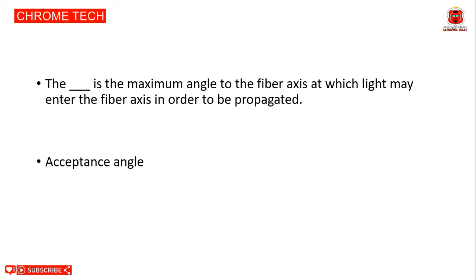The dash is the maximum angle to the fiber axis at which light may enter the fiber in order to be propagated. Acceptance angle is the correct answer.